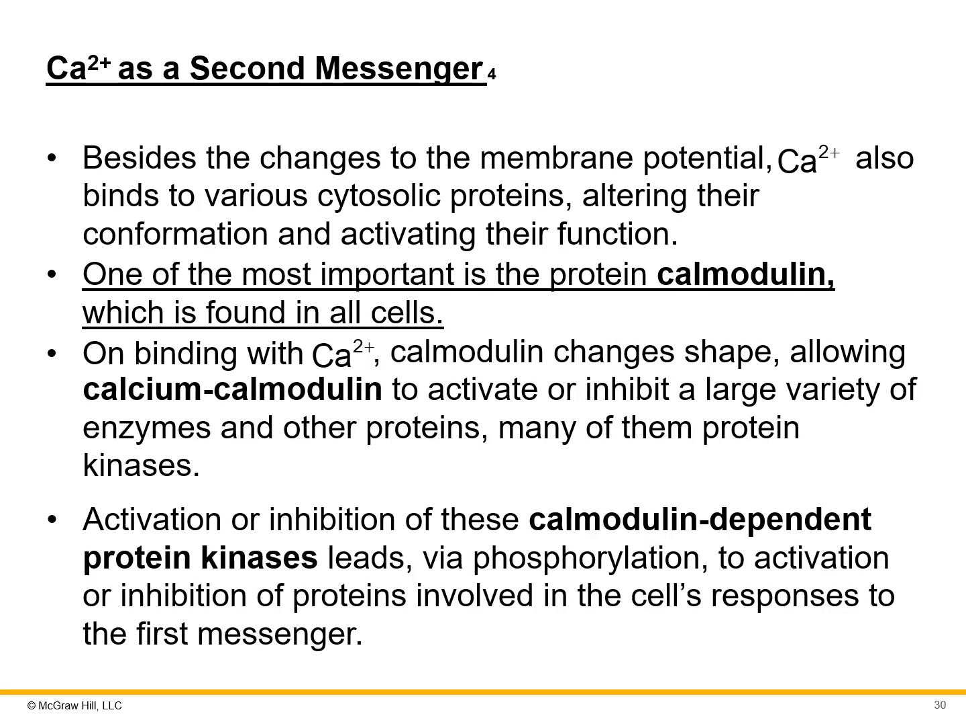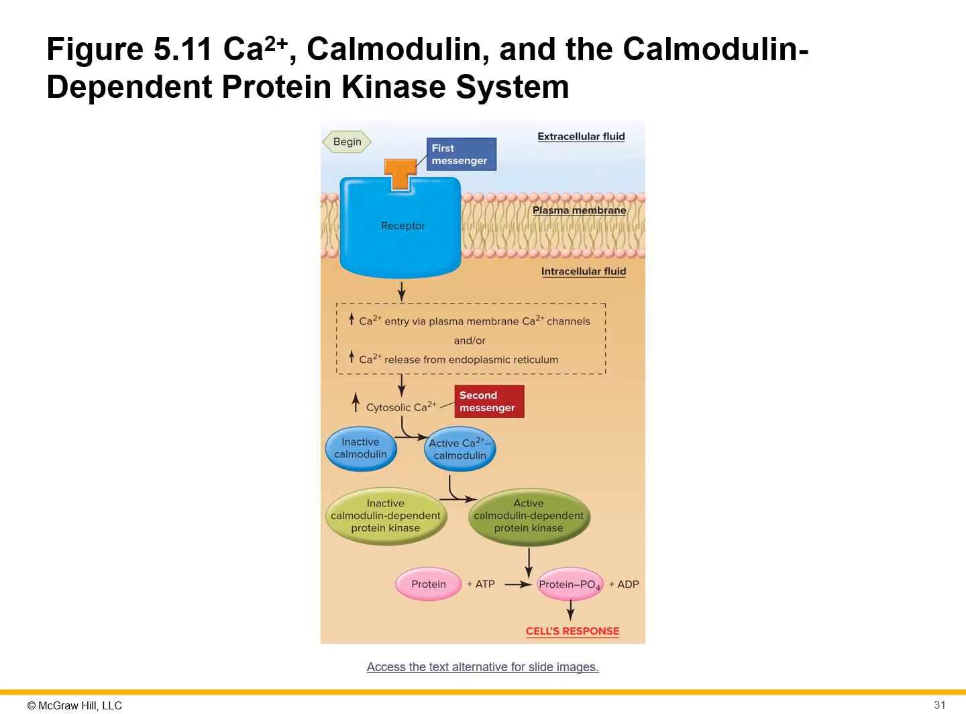Besides the changes to the membrane potential, calcium also binds to a lot of proteins that are already in the cytoplasm, altering their shape and activating their function. And calmodulin was the one that we talked about before. So calmodulin can lead to phosphorylation to activate or inhibit proteins involved in the cellular response. So let's take a look at the picture, because that's a lot of words.